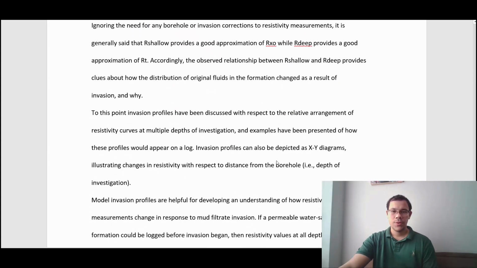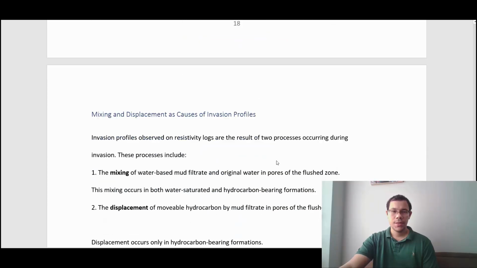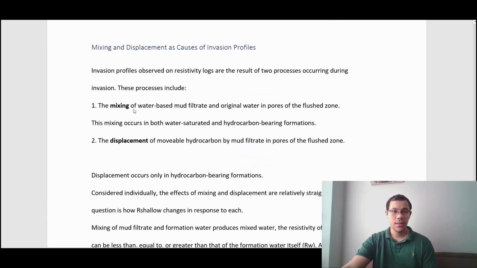We can go through all this. I just want to add, to finish, the mixing and displacement as causes of invasion profile. Keep in mind these two keywords, mixing and displacement. When we talk about the mixing of water-based mud filtrate and original water in pore of the flush zone, this mixing occurs in both water-saturated and hydrocarbon-bearing formation.